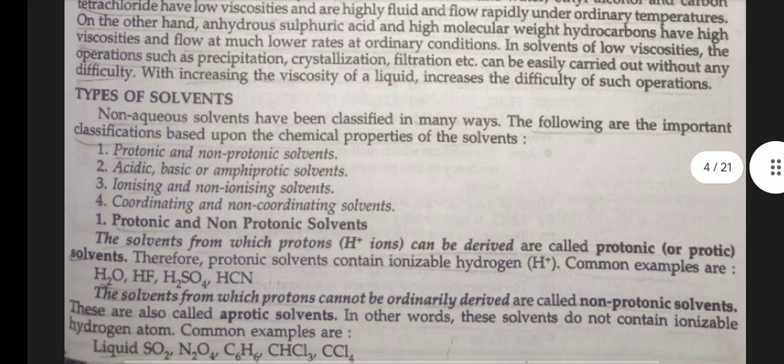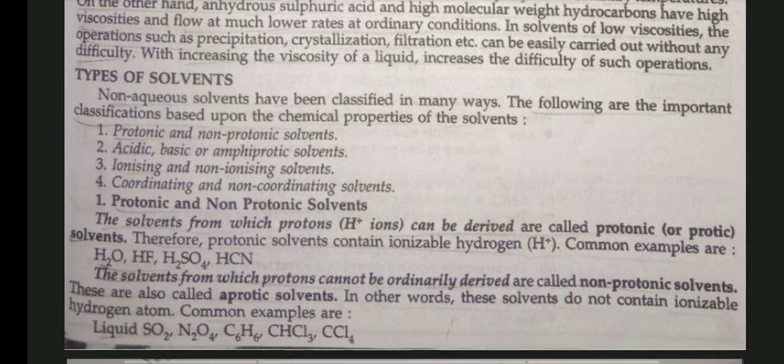Now the types of solvents. Non-aqueous solvents have been classified in many ways. The following are the important classifications based upon the chemical properties of solvents. First one is protonic and non-protonic solvents. Second, acidic, basic or amphoteric solvents. Third one is ionizing and non-ionizing solvents. Fourth is coordinating and non-coordinating solvents.